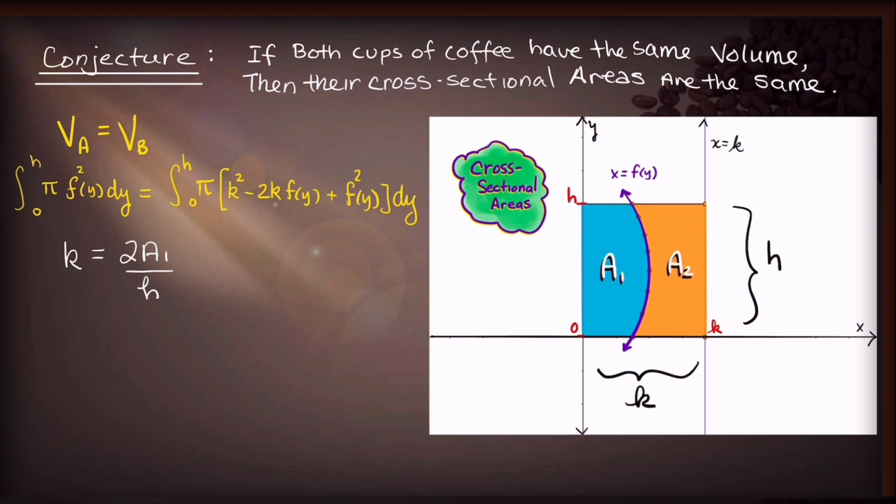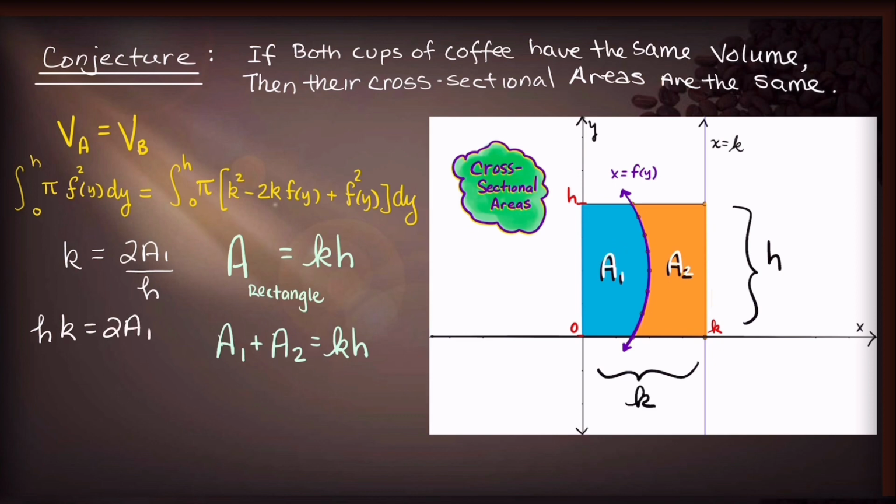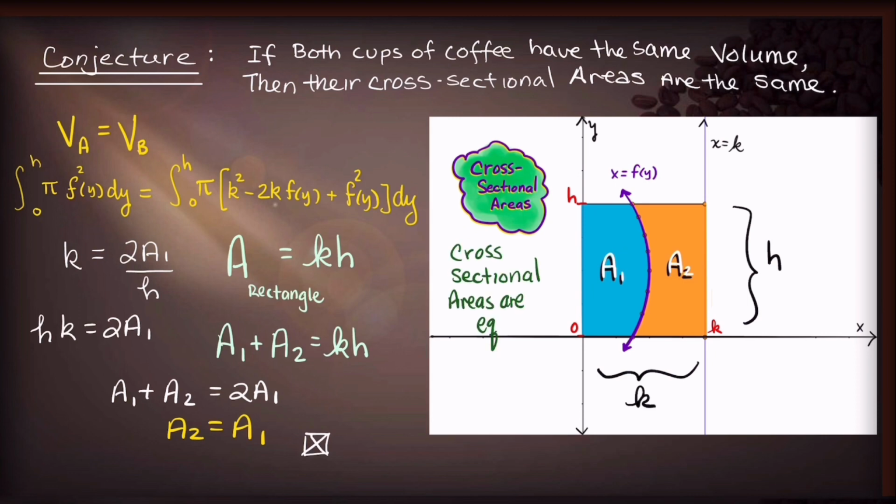Now the area of that rectangle of the two areas together is k times h. The area of the rectangle, length times width, is k times h. And that area is equal to the sum of area 1 and 2. Therefore we may substitute A1 plus A2 in for kh. And therefore we get A2 is equal to A1. Both areas are the same. Conjecture proven. The cross-sectional areas are equal.